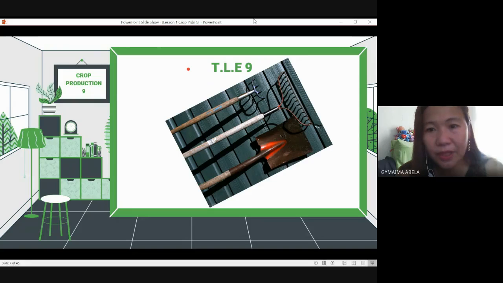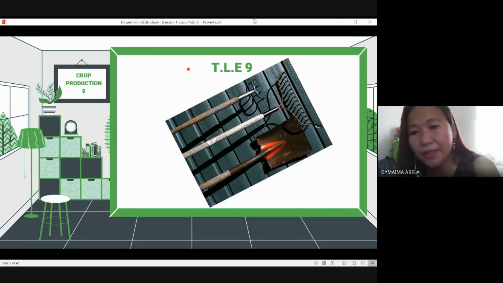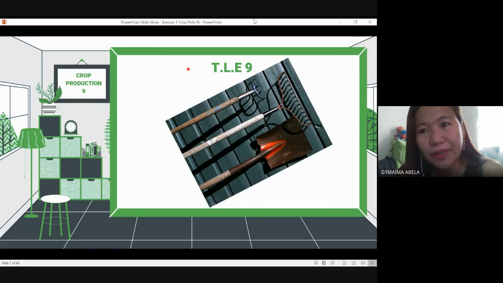We have three tools here. The lower one is the spade or shovel. Yes, spade. Are you sure? Let us check later on if that is a spade or shovel. Then in the middle, the rake, and then the spading fork.